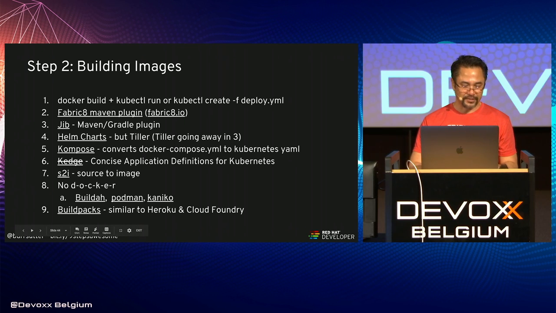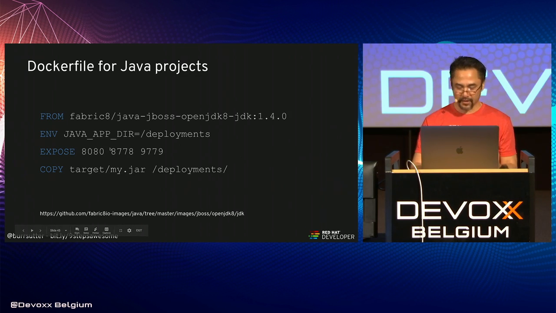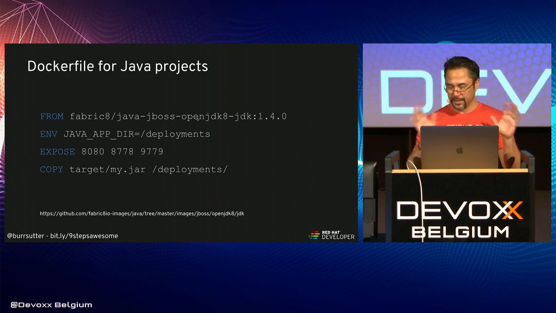Buildpacks is a new one, by the way, just proposed by the Heroku team and the Cloud Foundry team. All right? So your Dockerfile for a Java project, we use this one called Fabric8 a lot, but you can pick and choose all sorts of different ones. In the case of the base image that you pick, though, you then have to know how to set your application into that base image. And the Fabric8 one has this concept of slash deployments. You drop your fat jar into the deployments directory, and that's all you've got to do.